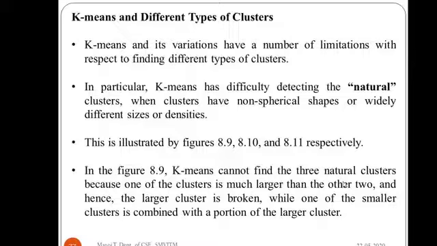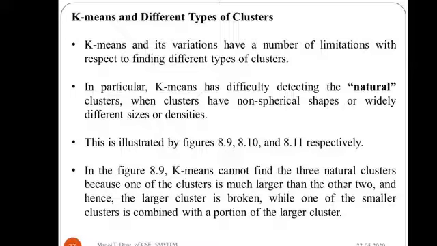K-means and its variations have a number of limitations with respect to finding different types of clusters. In particular, k-means has difficulty detecting the natural clusters when clusters have non-spherical shapes or widely different sizes or densities. This is illustrated in Figures 8.9, 8.10 and 8.11 respectively. We will see what the problems are over there.